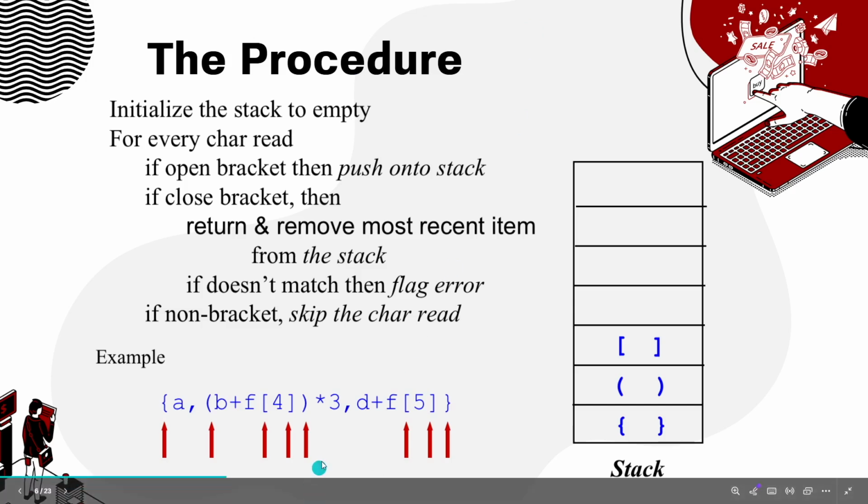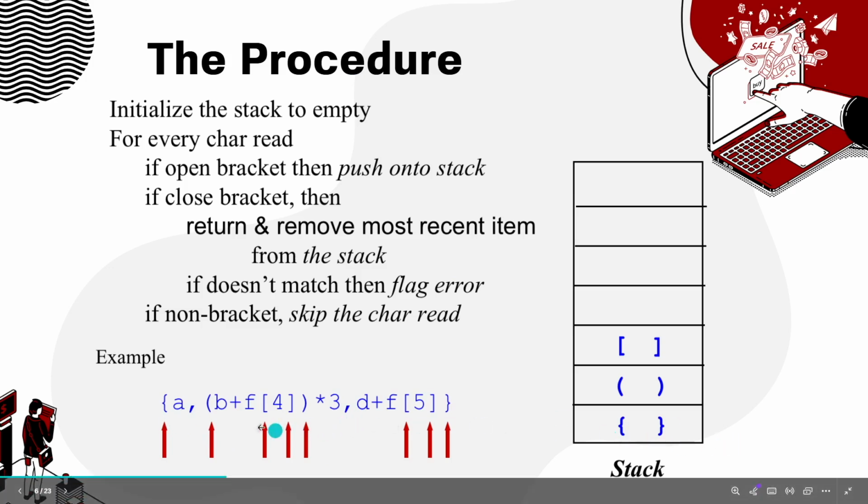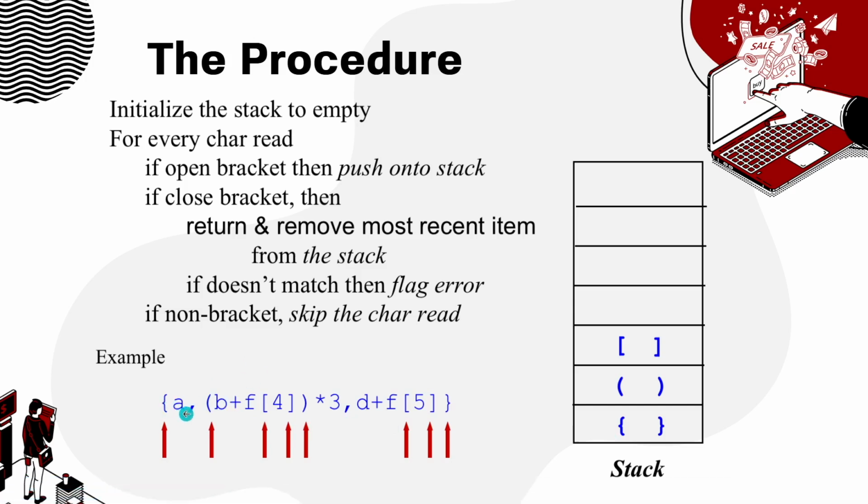So, here we have an example. We have the open braces first, so it has to be pushed onto the stack. Next is a character, an alphabet, so we just ignore it. The purpose of this program is to read the symbols from the input expression. Only if it is a bracket we need to do some action, otherwise we can ignore it and proceed with reading the rest of the symbols in the input expression.